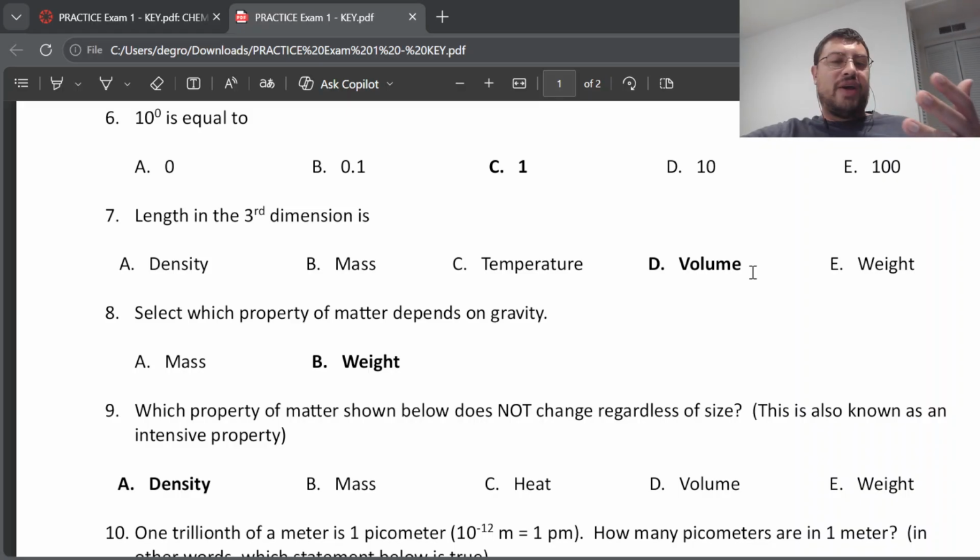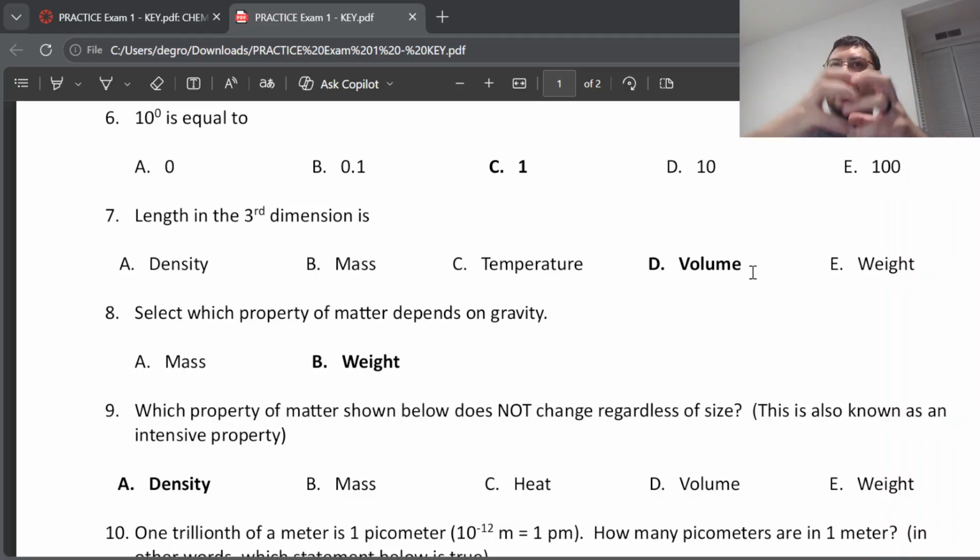That's really the only unit you have to worry about being in 3 dimensions. That wouldn't make sense for mass. There's no such thing as 3-dimensional mass. Mass is how much oomph something has, the stuff. So yeah, length in 1 dimension is length, in 2 dimensions is area, in 3 dimensions is volume. Okay. All right, select which property of matter depends on gravity.